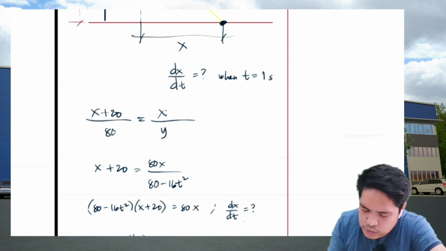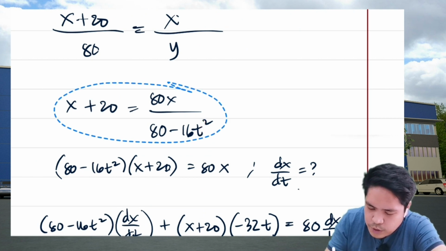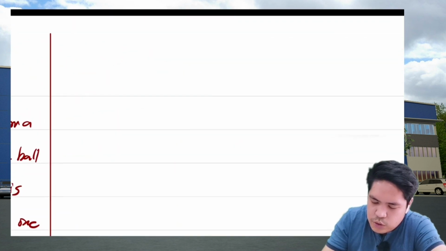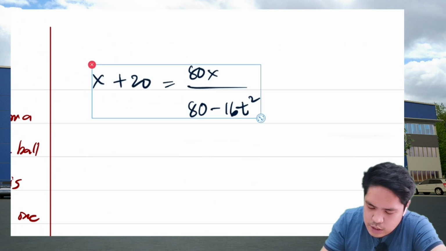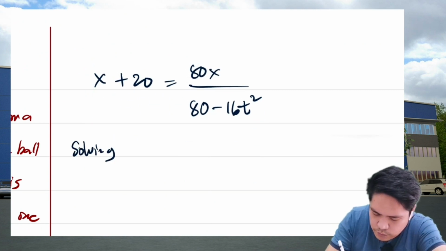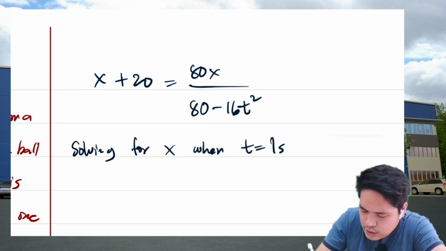Okay, so ang gagawin natin, we'll solve for x when t is 1 second. So we'll use the original formula, ito, because galing to sa ratio and proportion sa figure. So if we use this formula, we'll solve for x. So solving for x when t is 1 second.